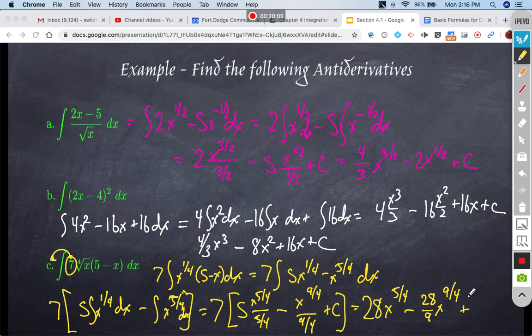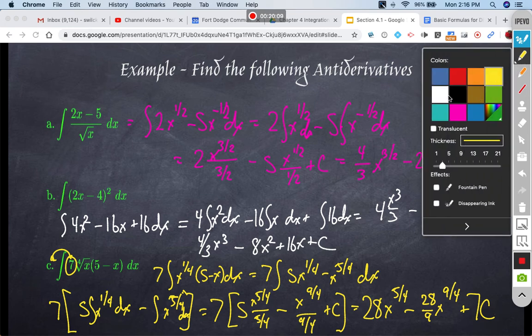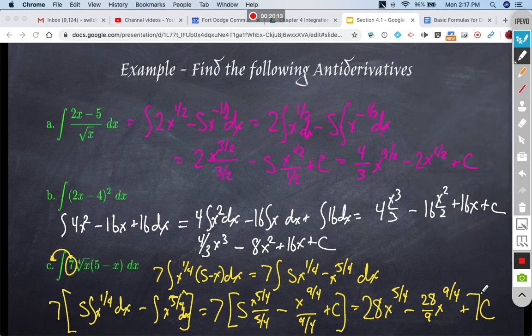Now, I can take 7 times c, gives me 7c, but 7 times some unknown constant is still an unknown constant. So I don't have to worry about that. I can just leave that as c. 7 times c is c because c is any number. So, and I don't care what number it is. It's representing all of those different possibilities for that.